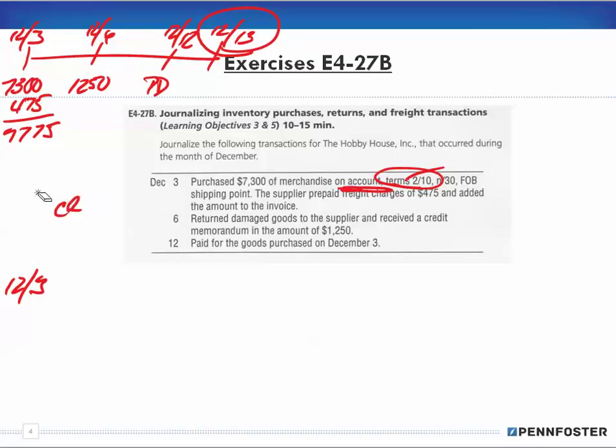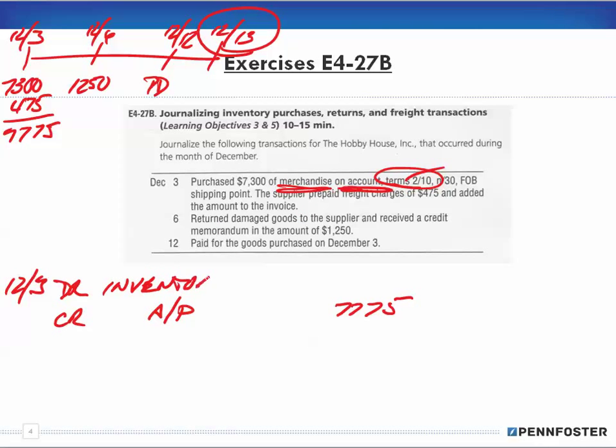So that means I'm going to credit my accounts payable, and the amount I'm going to credit is the $7,775. Debits have to equal credits, so what am I buying? I'm buying merchandise, which is inventory. So I debit inventory for $7,775.